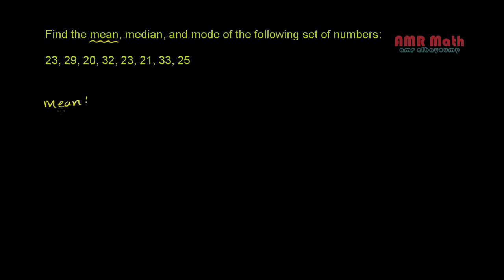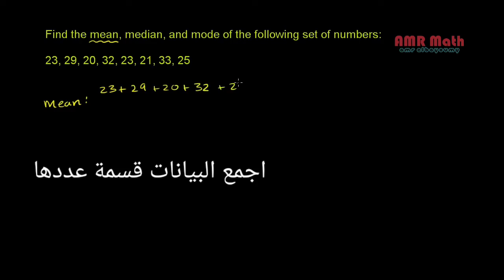So this is our mean. We want to sum 23 plus 29 plus 20 plus 32 plus 23 plus 21 plus 33 plus 25, and then divide that by the number of numbers. So 1, 2, 3, 4, 5, 6, 7, 8 numbers. So you want to divide that by 8. So let's figure out what that actually is.